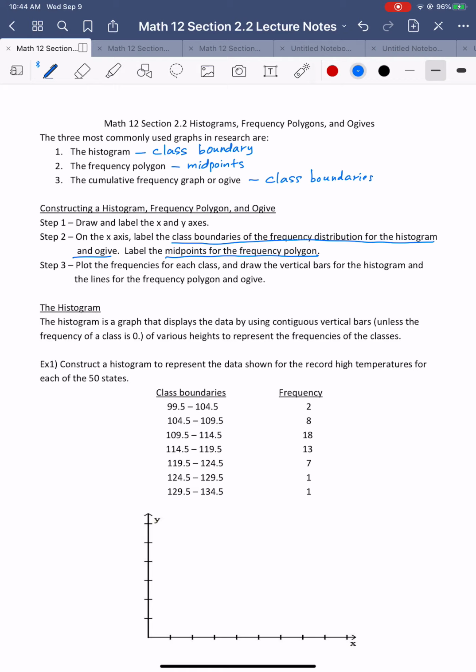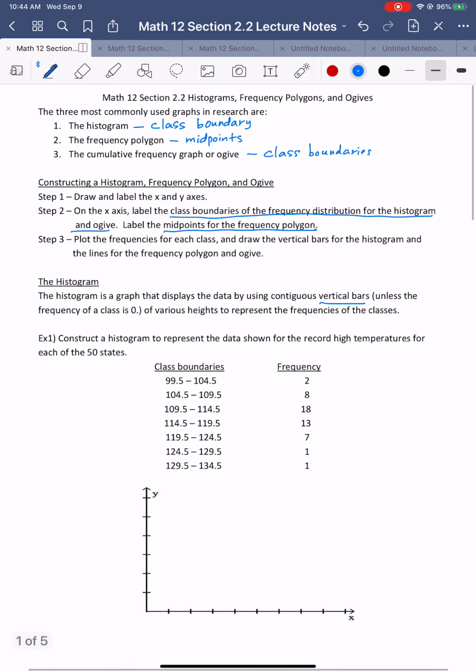All right, histogram. The histogram is a graph that displays the data using contiguous vertical bars, which you shouldn't mix up with the bar graph. We're going to learn that in 2.3. The bars are contiguous unless the frequency of the class is 0. The various heights of the bars represent the frequencies of the classes.